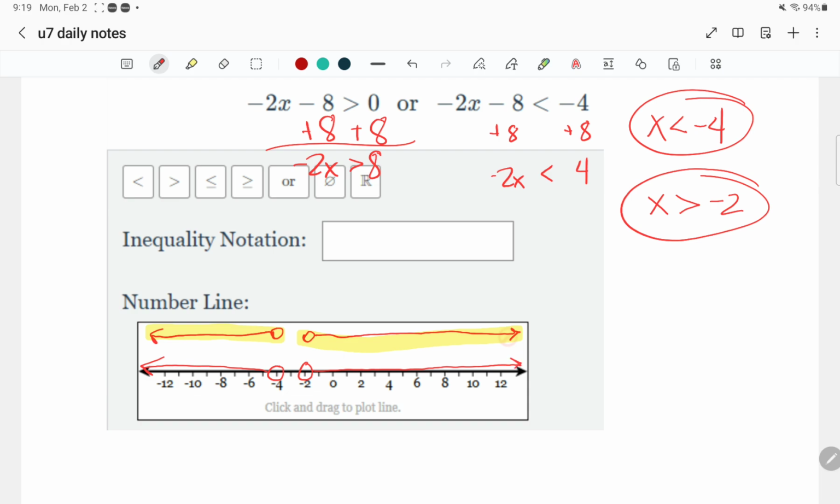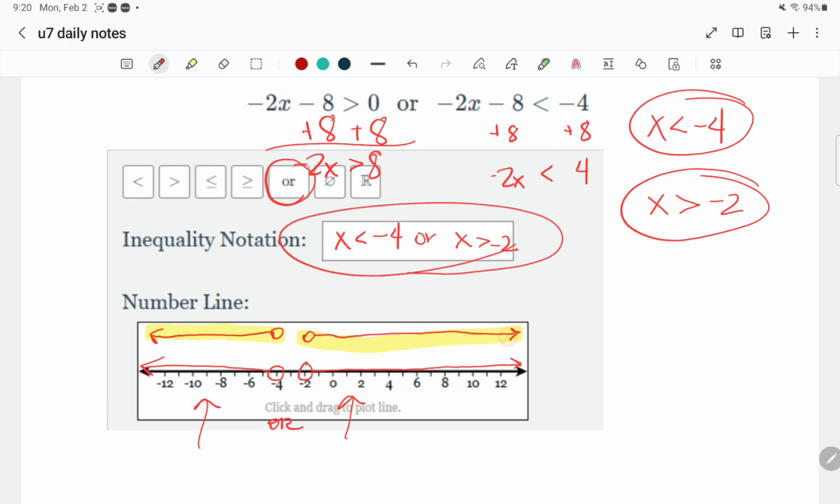Awesome. So if I'm going to keep both, then I have to write both. And that is where the OR button comes in. I am saying this line or this line. And that's fine. Like that feels good on the graph. But we have to say that exact same thing in the inequality notation every time. So I'm going to say, it doesn't matter which one comes first, X is less than -4 or X is greater than -2. And that's how it's done.